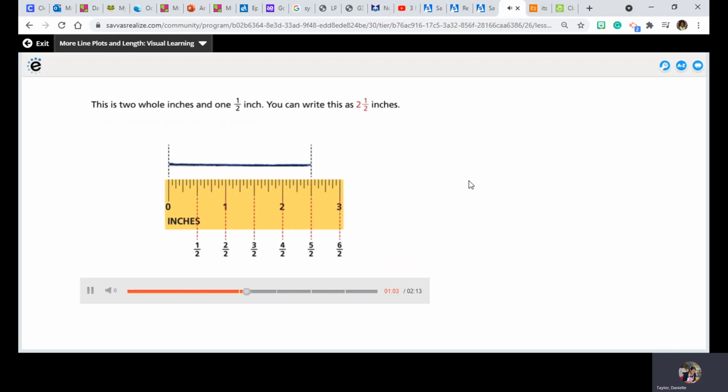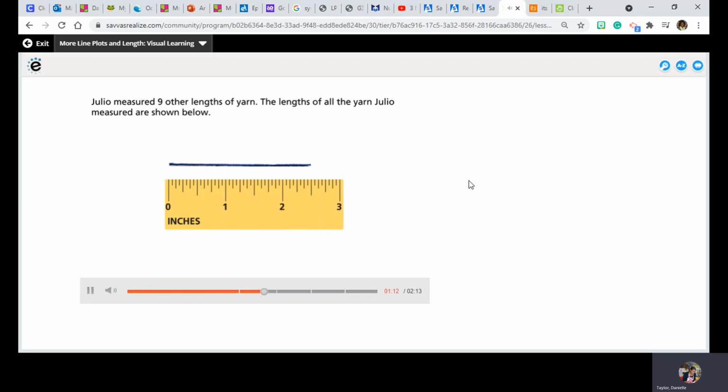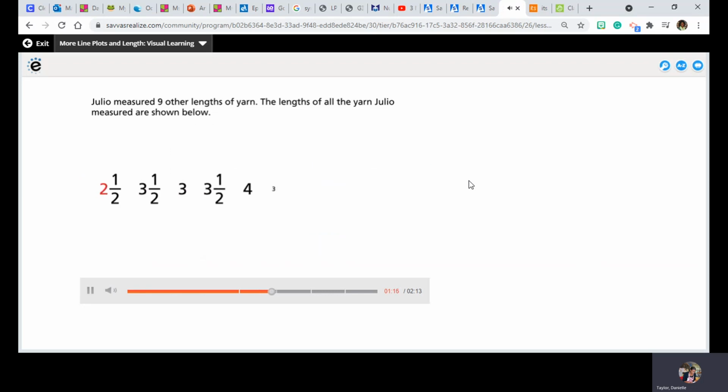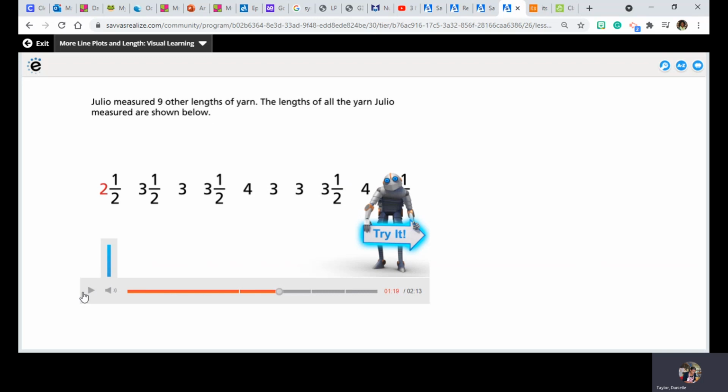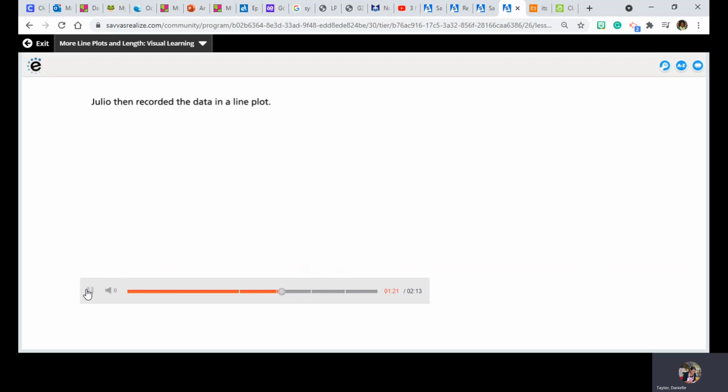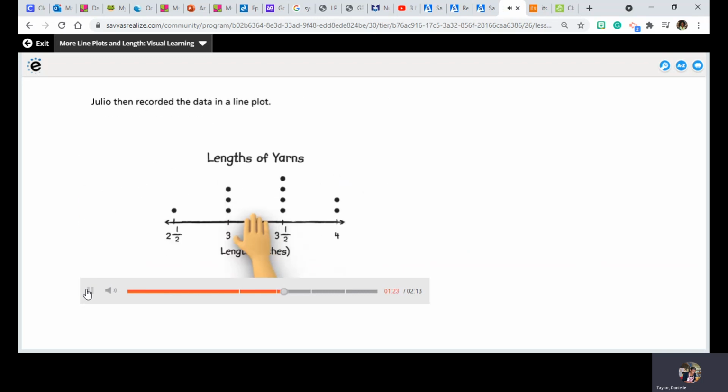This is 2 whole inches and 1 1/2 inch. You can write this as 2 1/2 inches. Julio measured 9 other lengths of yarn. The lengths of all the yarn Julio measured are shown below. Julio then recorded the data in a line plot.